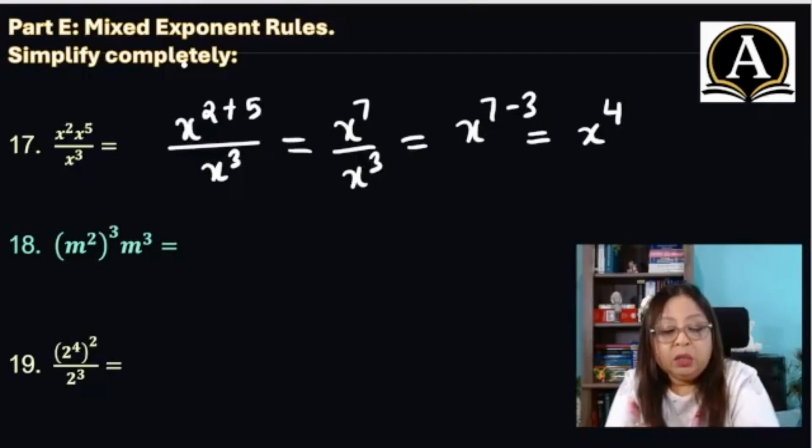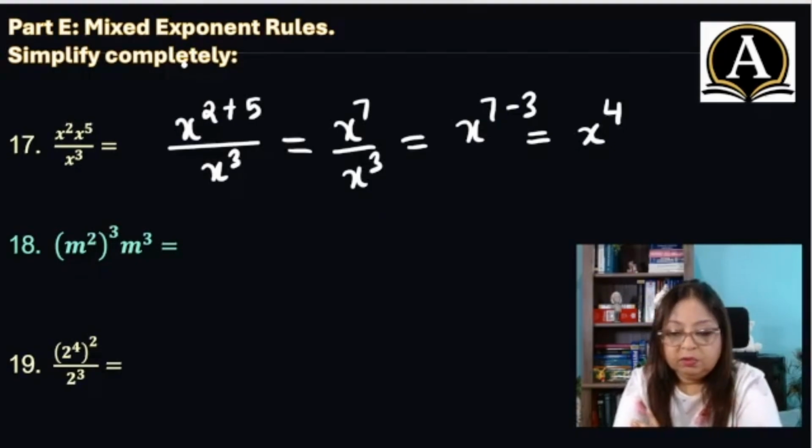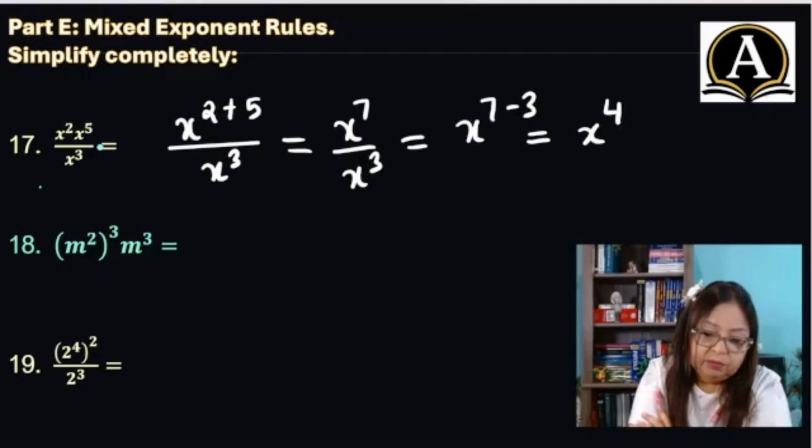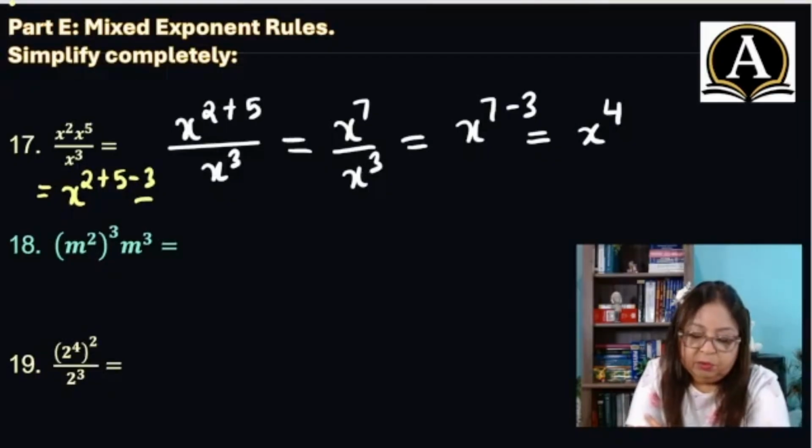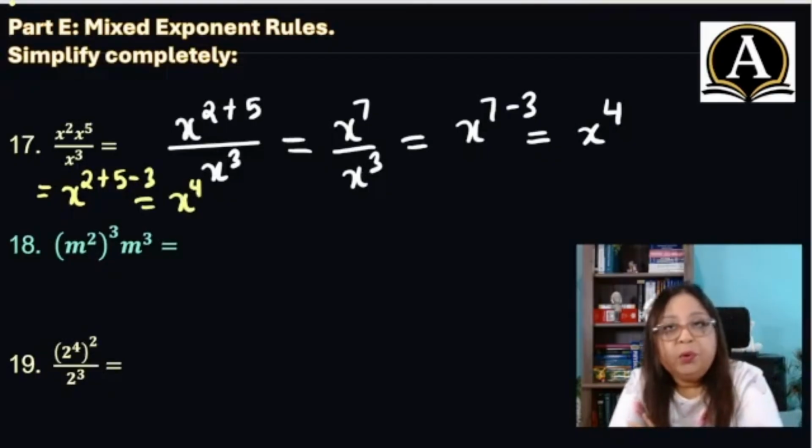Did I need to do all this work? No. Once you are comfortable with these power rules, then you would simply do this here: x to the power 2 plus 5 minus 3. You could do it all in one step, and your answer will be equal to x to the power 4.